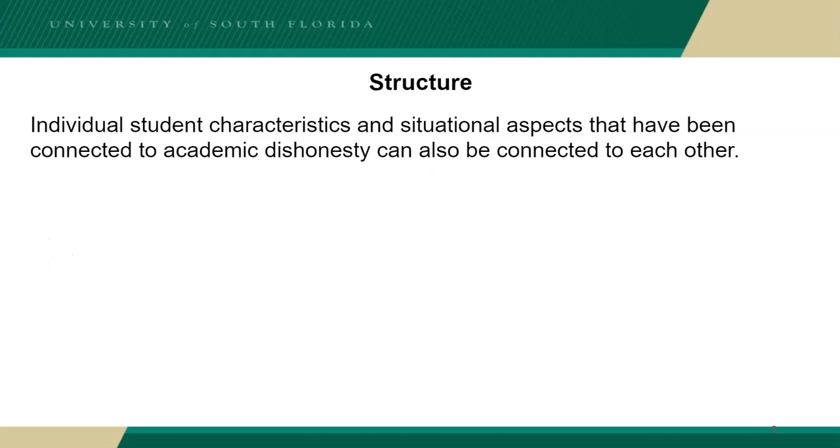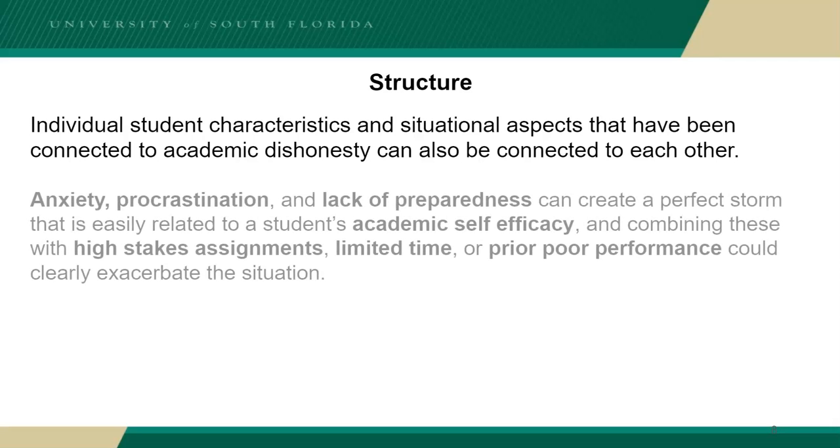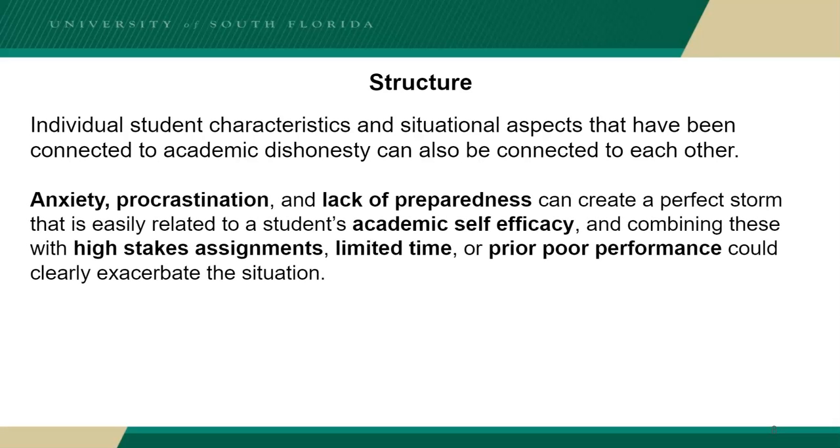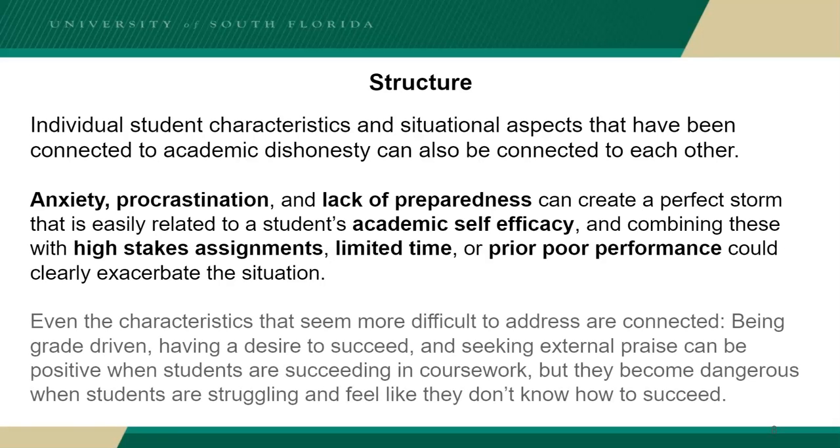Individual student characteristics and situational aspects that have been connected to academic dishonesty can also be connected to each other. Anxiety, procrastination, and lack of preparedness can create a perfect storm that is easily related to a student's academic self-efficacy. And combining these with high-stakes assignments, limited time, or prior poor performance could clearly exacerbate the situation.